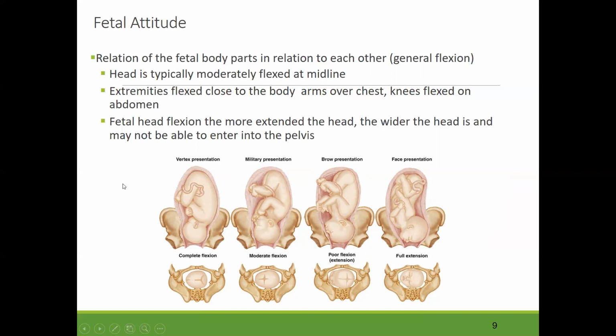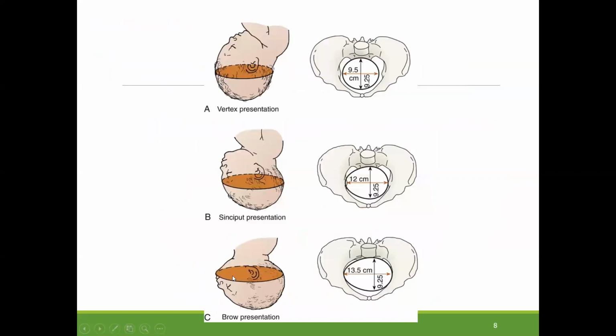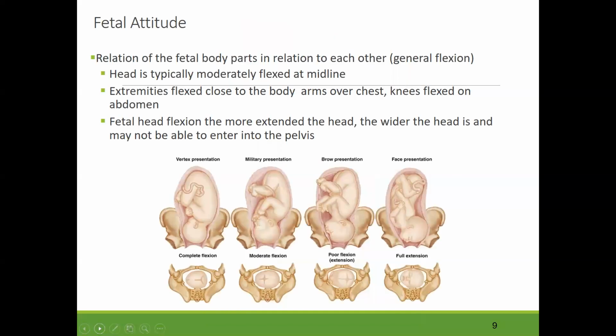The extremities are usually flexed pretty close to the body, arms over the chest, knees flexed on the abdomen, like if we were to try and curl up in a ball. And then with fetal head flexion, the more extended the head, the wider the head is and it may not be able to enter into the pelvis. So that's basically what the last slide showed you, where if the head's pretty extended instead of flexed, then we get that wider diameter and it's harder to come through that birthing canal.